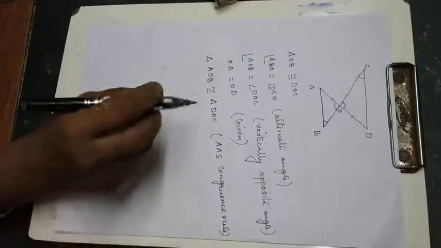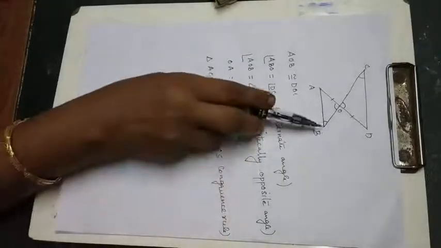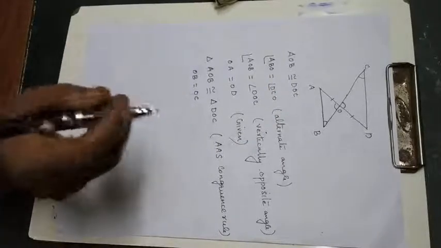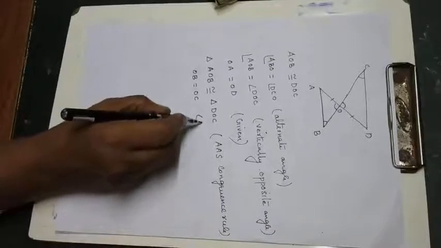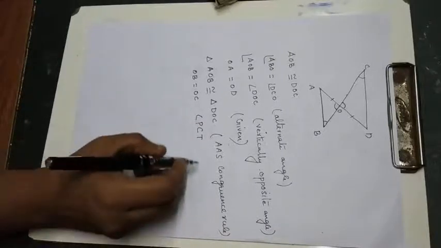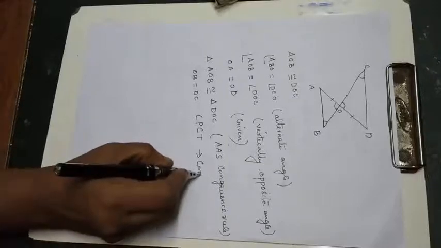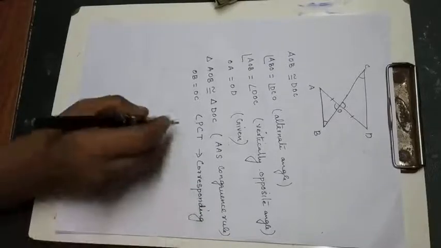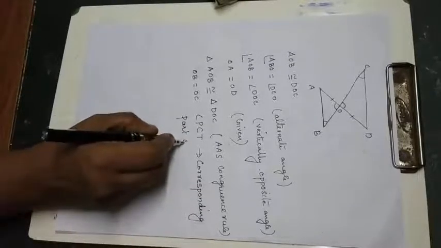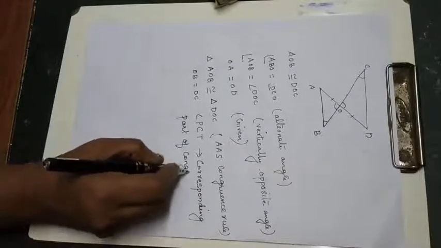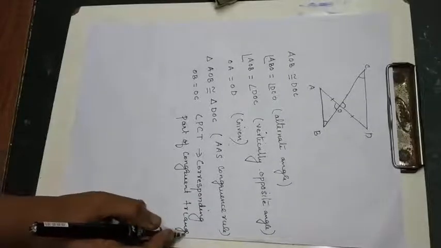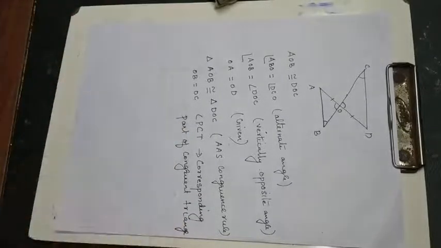Now what is remaining to prove? You have to prove that OB is equal to OC. What do you have to write? CPCT. What do you mean by CPCT? We will write corresponding part of congruent triangle. You have to write simply CPCT there. That means corresponding part of congruent triangle.